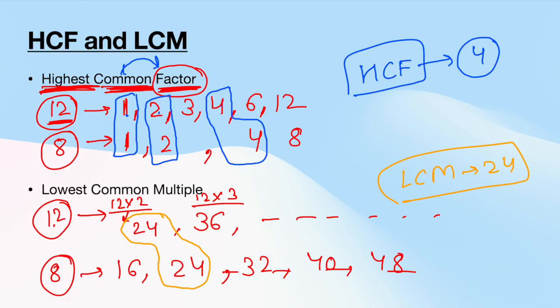Now you can ask me one thing, ma'am, these numbers were smaller, so it was very easy to find the multiples or the factors. If I'm talking about the HCF, it's practical that we can find all the factors. But what if the number is very big? Do we have to write like this again and again? No. We have one more method.